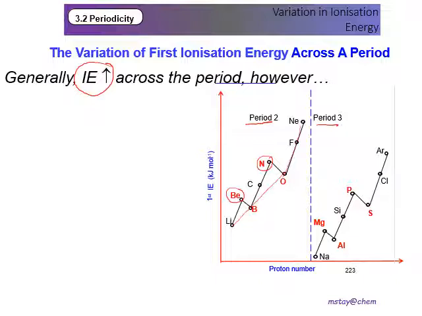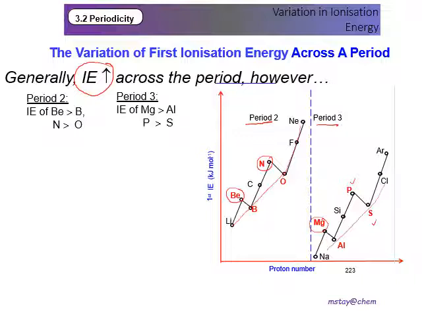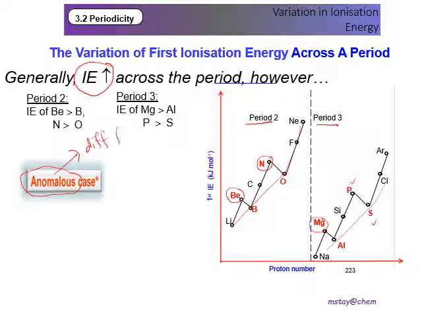The same case happens in the elements in period 3. There are also anomalous cases between magnesium and aluminium, and phosphorus and sulfur. Here we notice the ionization energy of beryllium is larger than boron, and nitrogen is larger than oxygen in period 2, and the same happens to the elements in period 3 as well. So we consider these as anomalous cases, which are abnormal and different from expectation.